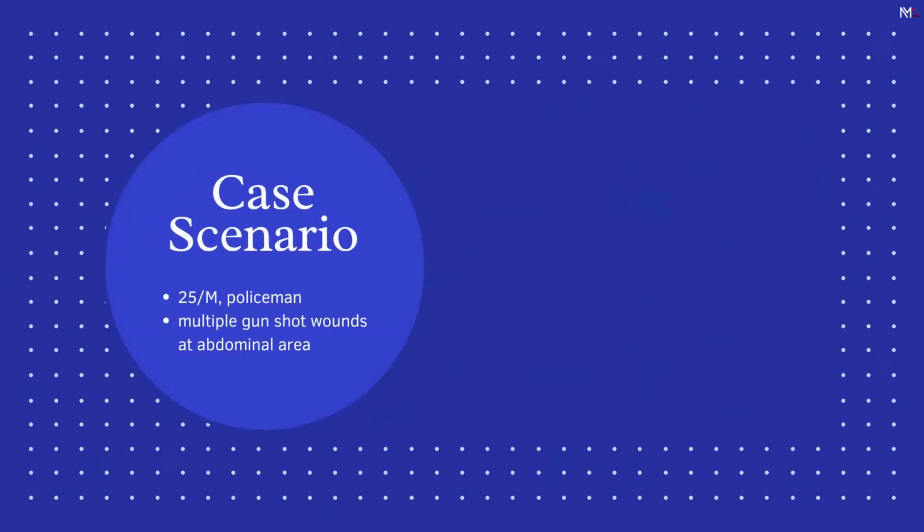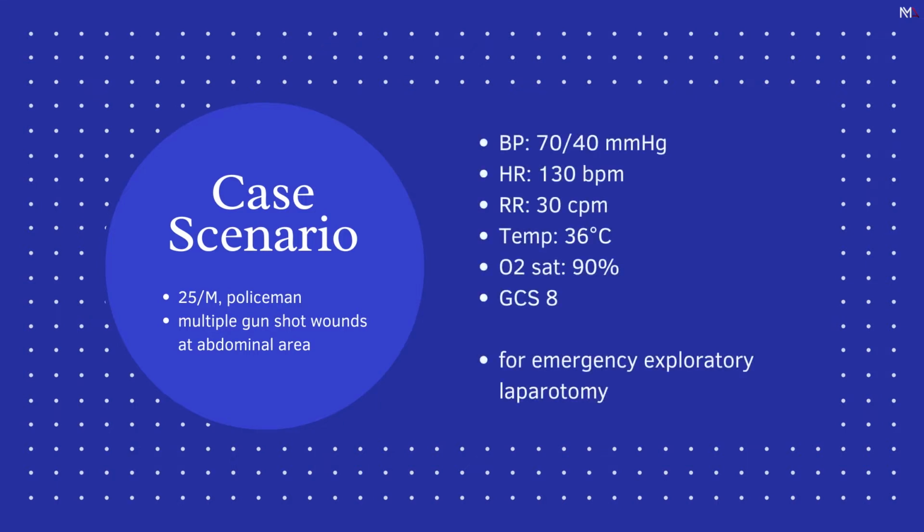The case is a 25-year-old male policeman who sustained multiple gunshot wounds at the abdominal area while apprehending a riot incident. His vital signs are blood pressure of 70/40 mmHg, heart rate at 130 beats per minute, respiratory rate at 30 counts per minute, temperature of 36 degrees Celsius, and oxygen saturation at 90%. His GCS is 8 and he is scheduled for emergency exploratory laparotomy.